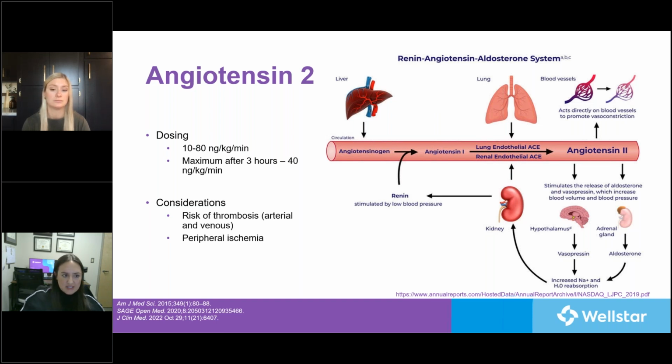vasoconstriction and aldosterone release. The dosing is given as a continuous infusion, and the dosing is typically 10 to 80 nanograms per kilogram per minute. After the first 3 hours, it's typically recommended to reduce your maximum dose to 40 nanograms per kilogram per minute. Some important considerations are the risk of thrombosis with this drug. Both arterial and venous thrombosis has occurred in the literature. So it's typically recommended that patients receive VTE prophylaxis, particularly if they're going to be on this medication.